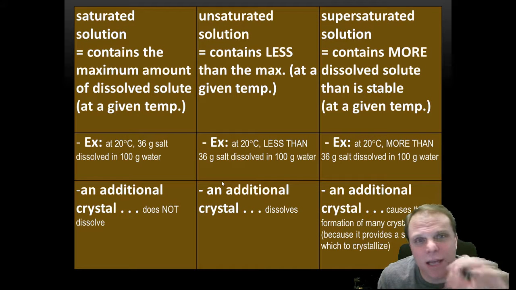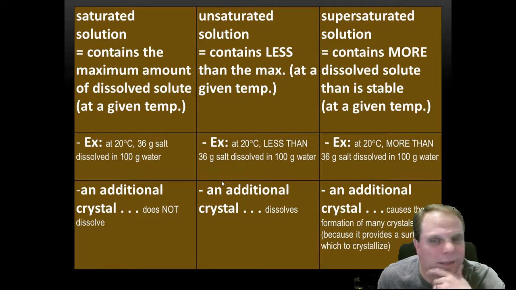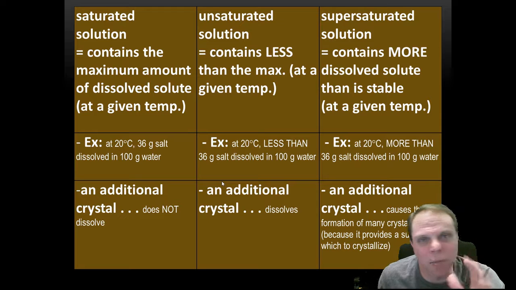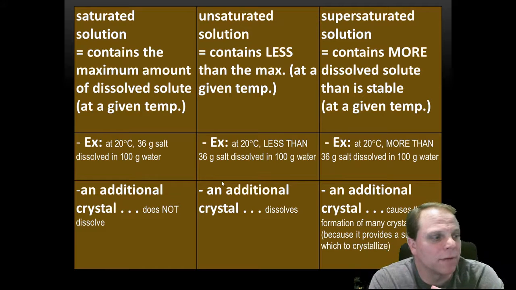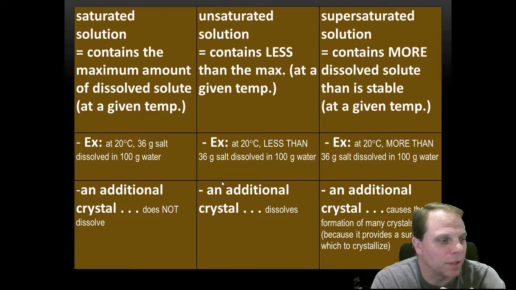So let's have a table here and go ahead and make this table so that you can see what it is that we have as we summarize all of these things. Okay, so take a second, pause, and write all this stuff down. But basically, saturated solution: maximum amount of dissolved solute at a given temperature. Unsaturated has less than the maximum. Supersaturated has more than the amount that should be able to be held in there at that given temperature.